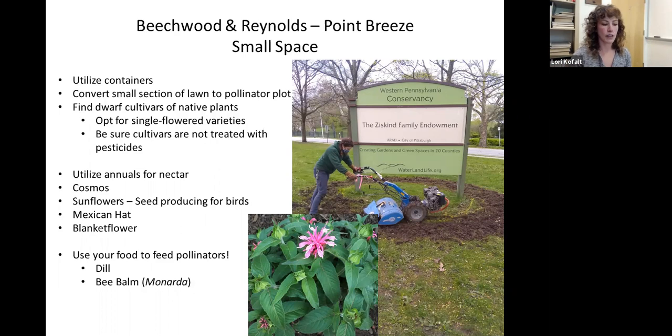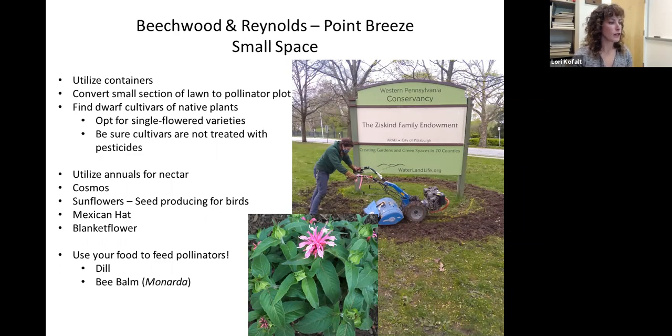You can also convert a really small section of lawn to a pollinator plot, or you can find dwarf cultivars of native plants. Species without a cultivar is always most desirable, but cultivars can and should be utilized when you need to. So if you are choosing cultivars, you want to opt for single flowered varieties. Those usually have more nectar. And then be sure that what you're choosing has not been treated with pesticides.